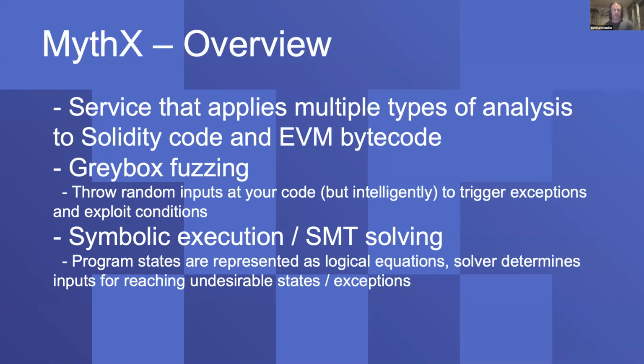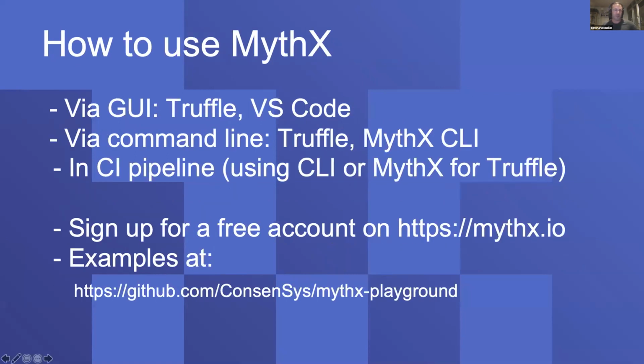And the second approach is SMT solving and symbolic execution. In that method, we represent the program as a set of logical equations and use the SMT solver to determine if certain states are reachable or not, and if there are, what inputs we need to supply to reach those states. And yeah, it will be much easier to show that by example.